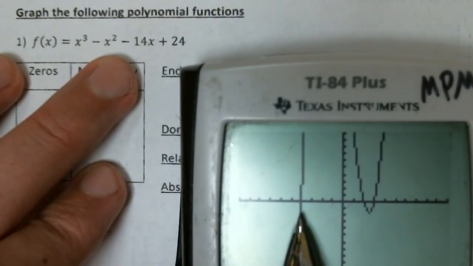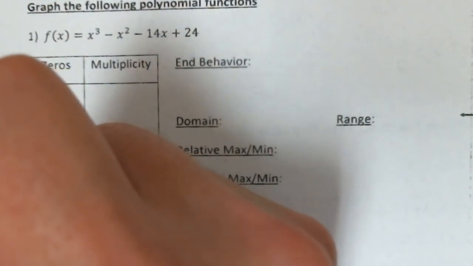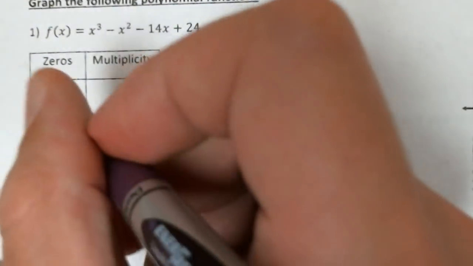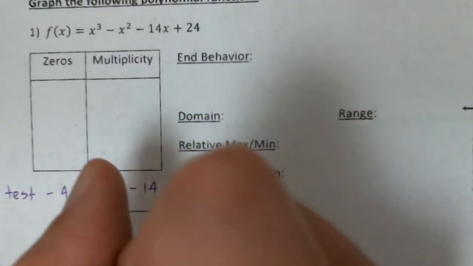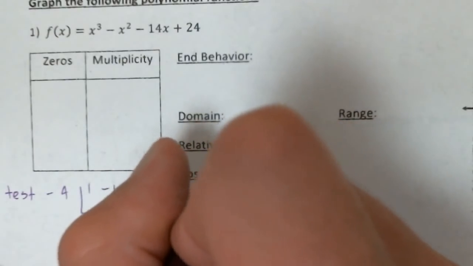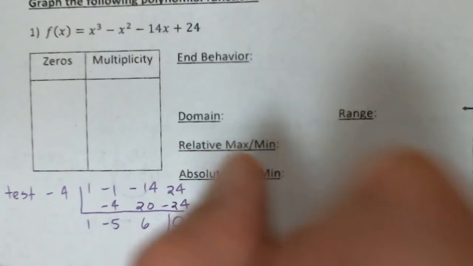Alright, so it certainly looks like it crosses at -4, 2, and 3. Okay, so let's verify that very quickly. Let's test -4. We've got 1, -1, -14, 24. Bring down the 1. That's -4. That's -5. That's 20. That's 6. And there's my -24. They cancel.